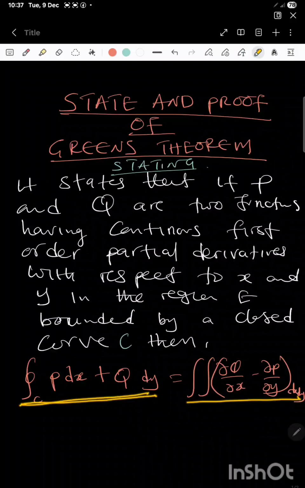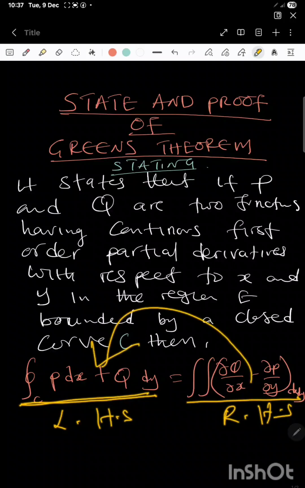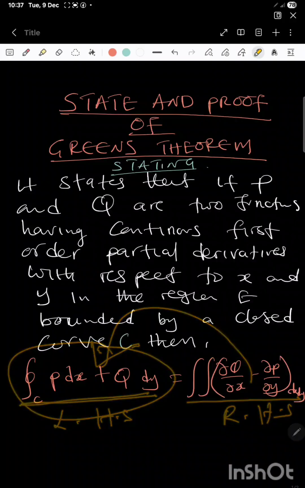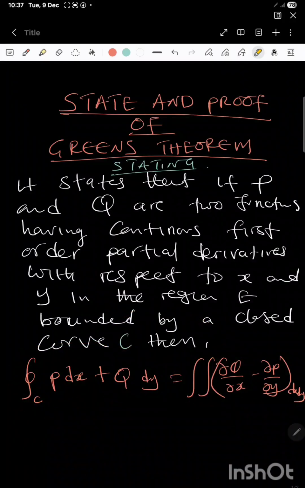So I'm going to show that the right hand side is equal to the left hand side. I'm going to prove from this side, taking it to this side, and see if for sure this can be found. Alright, so this is how to state Green's theorem. So let's dive into the proving and see how we can prove Green's theorem.